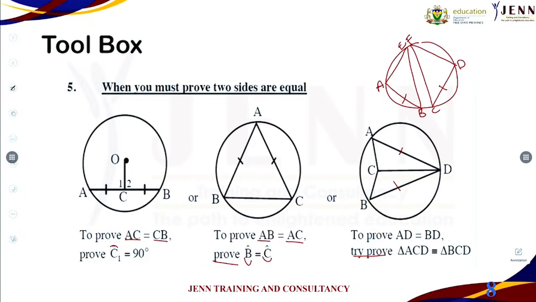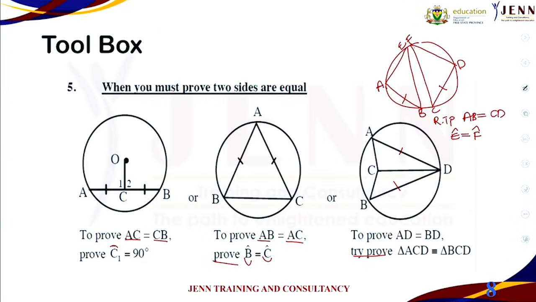So you are supposed to prove, your RTP, prove that AB is equal to CD. To prove that AB is equal to CD, you must prove that angle E is equal to angle F. Which means for you to prove that this chord is equal to that chord, you must prove that angle E is equal to angle F. This is your toolbox that you are going to use to answer the questions.